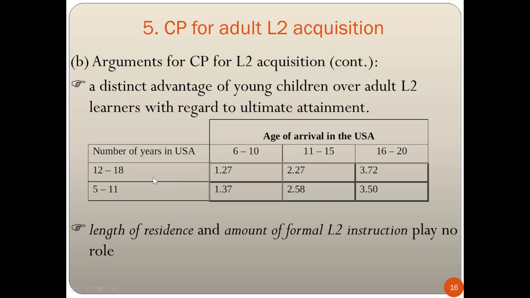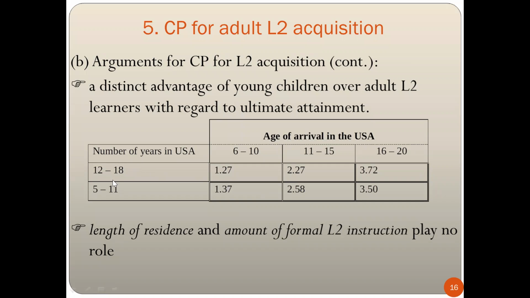The other thing that this researcher checked was whether the length of residence was somehow a factor affecting the ability to acquire a native accent. So as you can see, again, they divided participants into 2 groups. Those who spent between 12 and 18 years in the United States, and those who spent between 5 and 11 years.